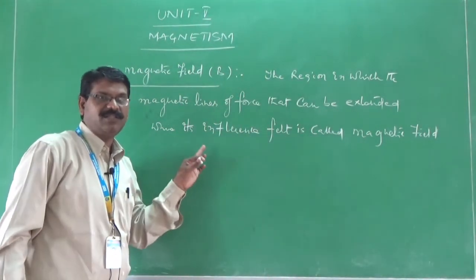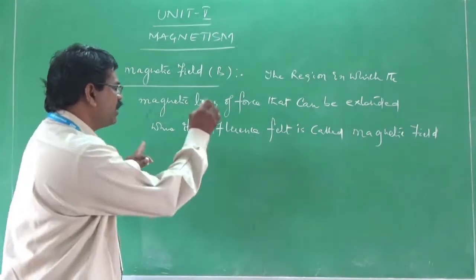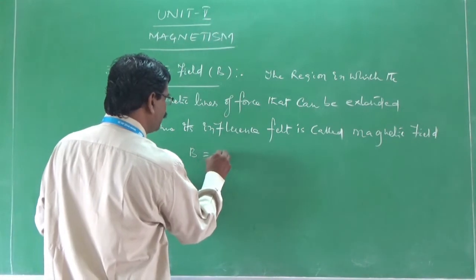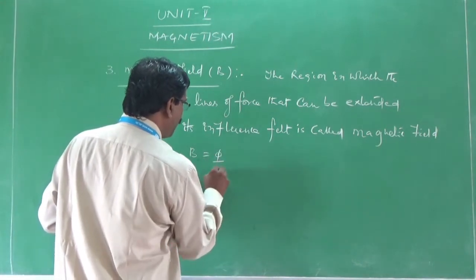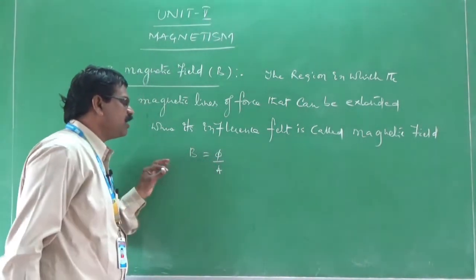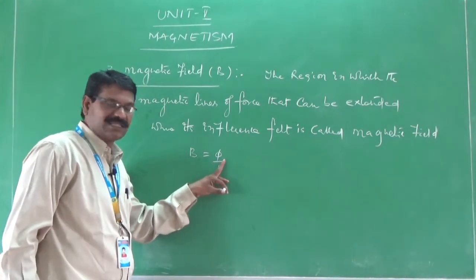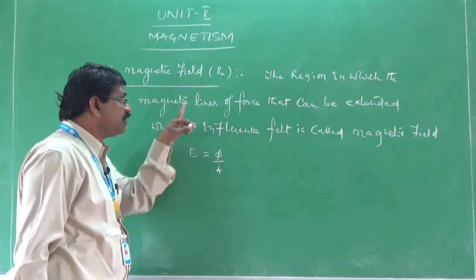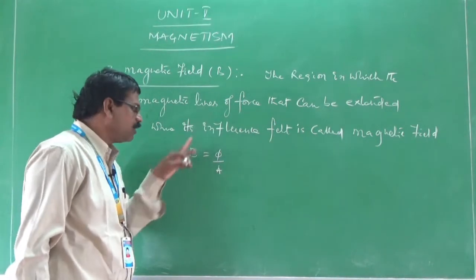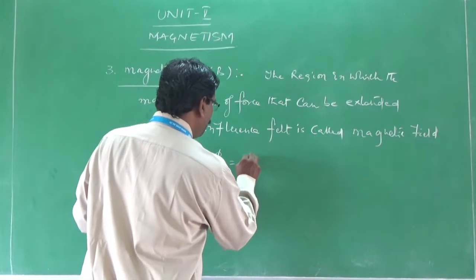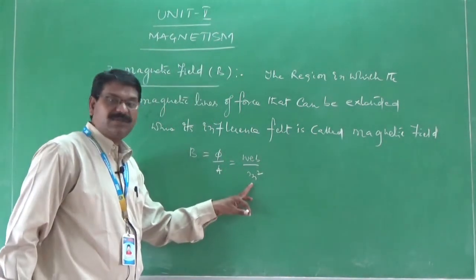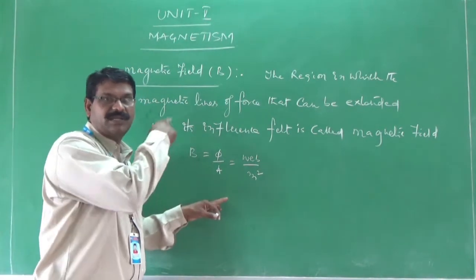So how do we define this, my dear students? In mathematical representation, my magnetic field B is equal to phi by A, where phi is the magnetic flux and A is the area of cross section. The SI unit of magnetic field strength B bar is Weber per meter square. So this Weber per meter square is the SI unit of magnetic field strength.